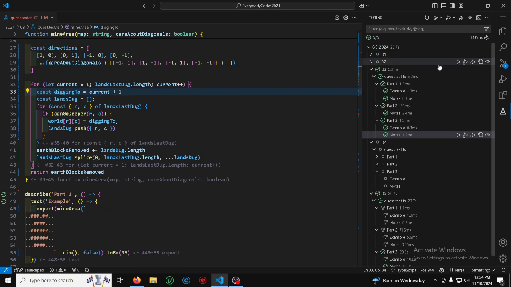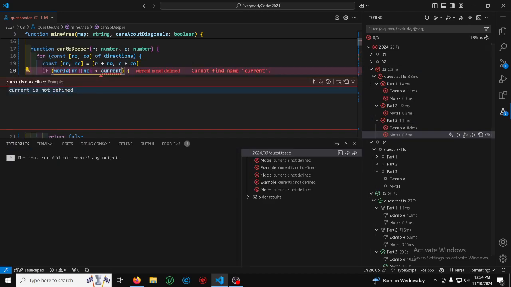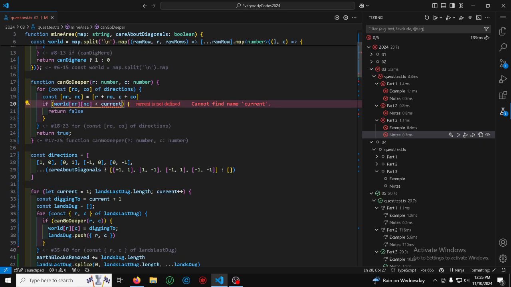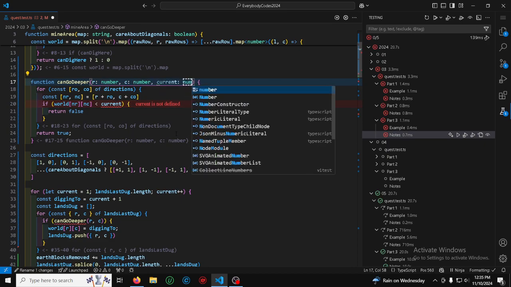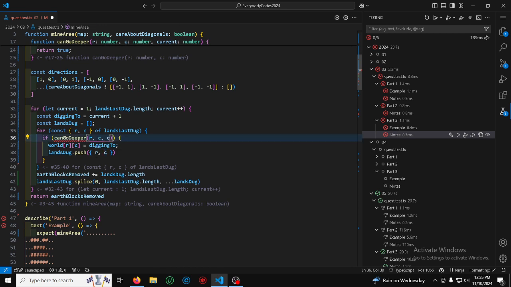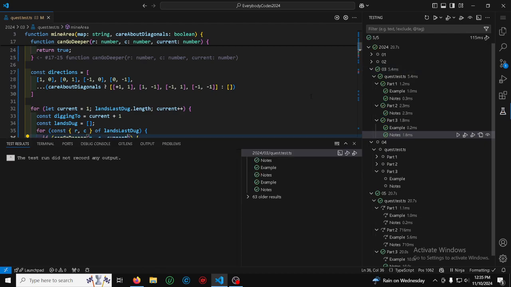Sure, I guess we can keep that derivative. Oh no, current is not defined because I got rid of it. Can go deeper, current. Sure. Feels weird passing another argument, but I'm fine with it.